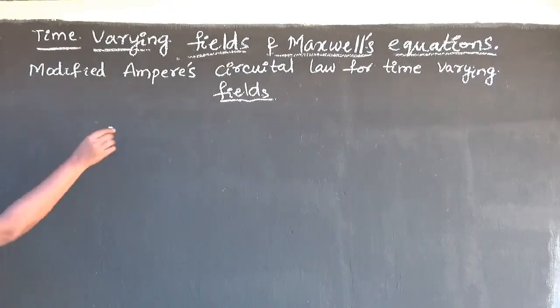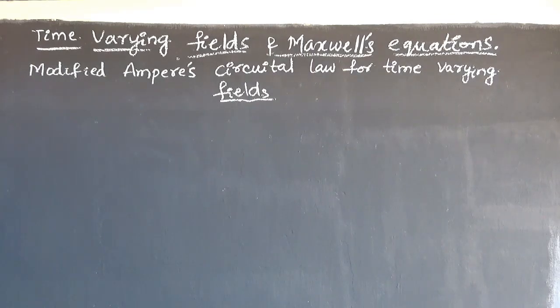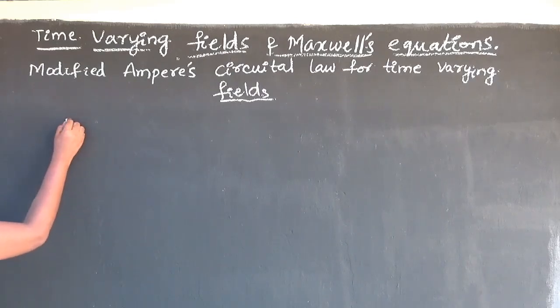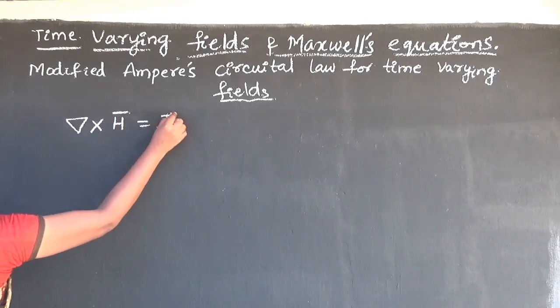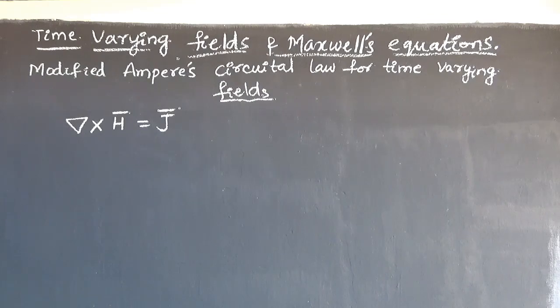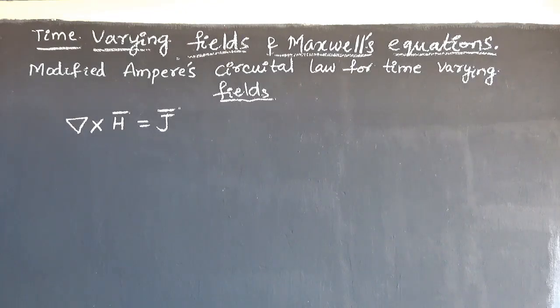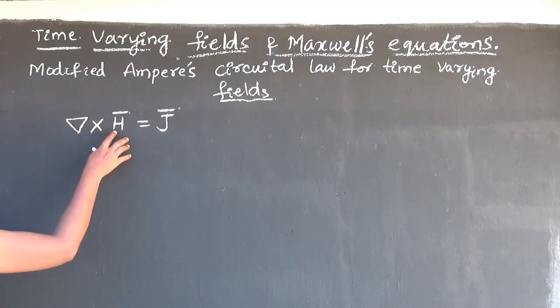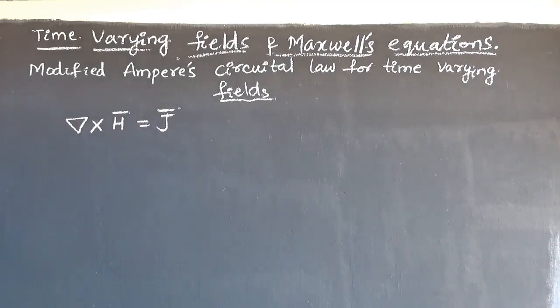We know the Ampere's circuit law. Ampere's circuit law is del cross H bar is equal to J bar. So this is the Ampere's circuit law, and this is not for the time varying fields, that you have to remember. Del cross H bar is the curl of the magnetic field intensity, which is equal to the current density. That is the Ampere's circuit law.